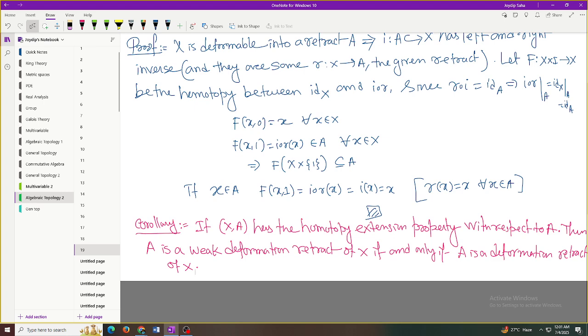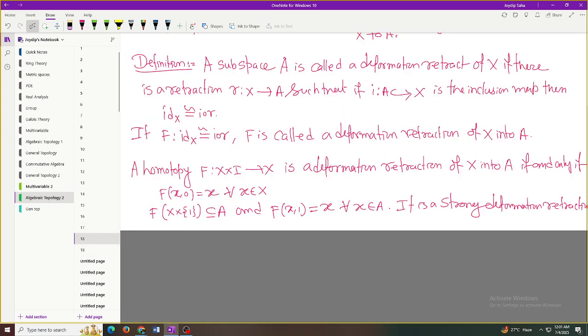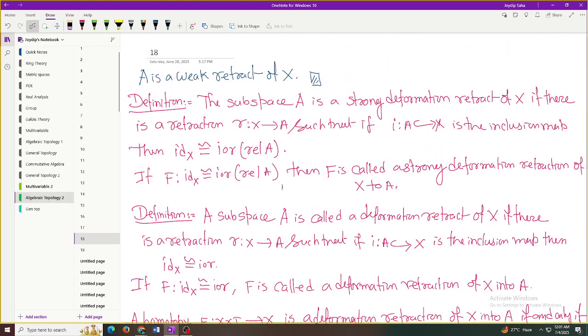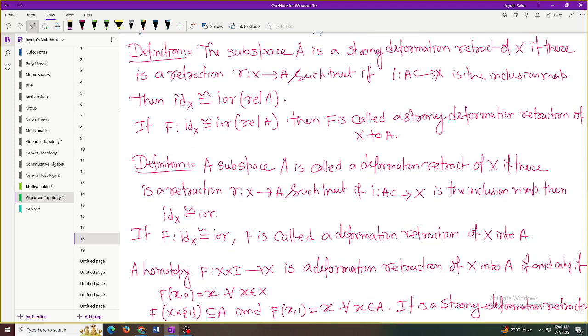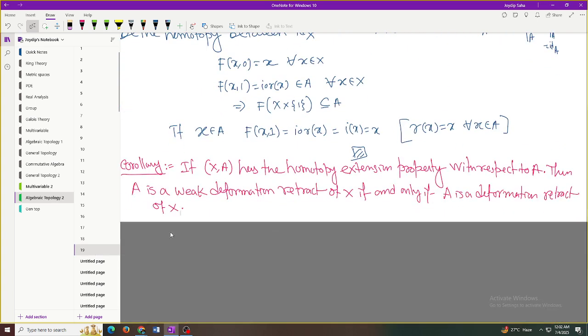Now the converse part: A is a deformation retract of X, then see the definition. It follows from the definition, nothing else. If there is a retraction, okay. So today I will stop here.